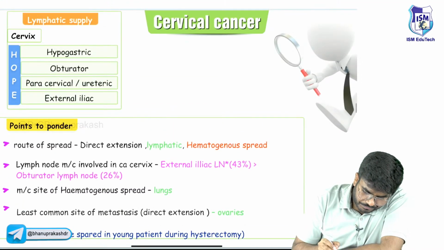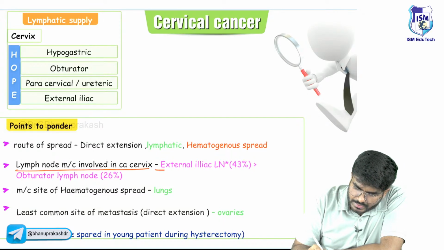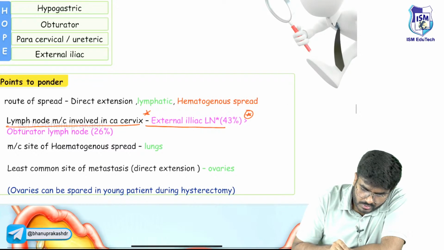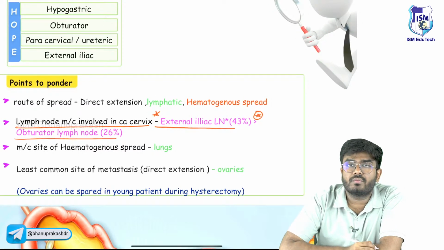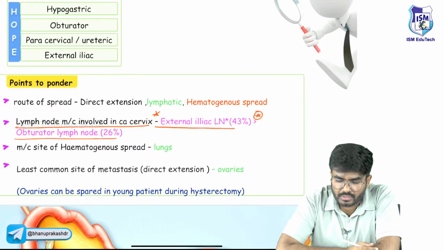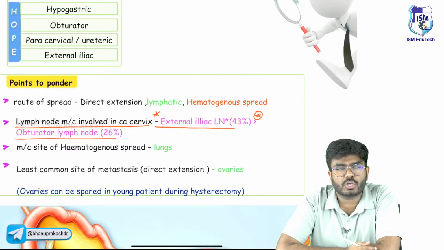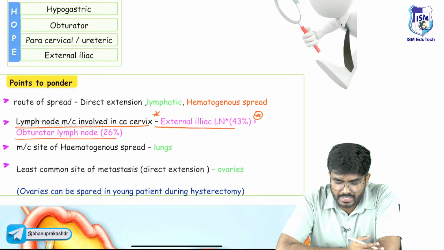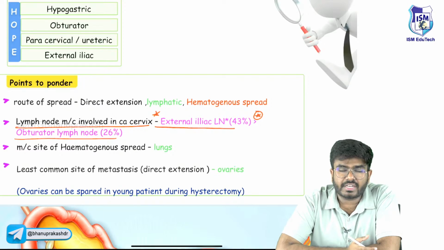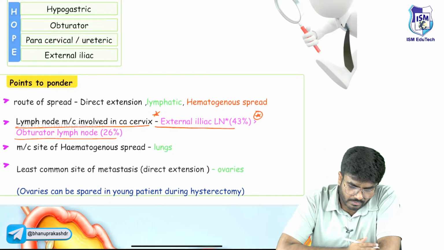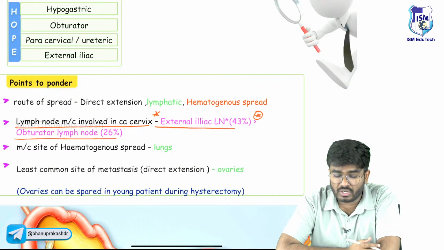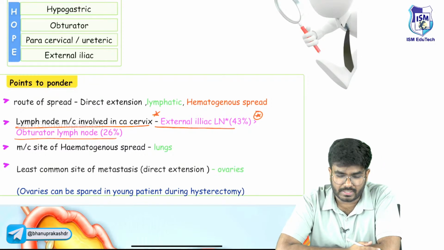See, the lymph nodes most commonly affected are the external iliac lymph nodes. In the older books, they will mention the obturator lymph node, but no, it's not the obturator lymph nodes. It's the update: external iliac lymph nodes are going to be most commonly affected in a female who is having cervical cancer, followed by the obturator lymph nodes. If you don't find the external iliac, then mark the obturator lymph nodes.